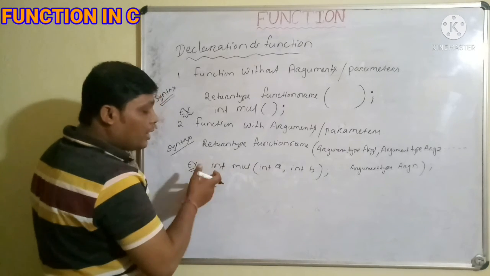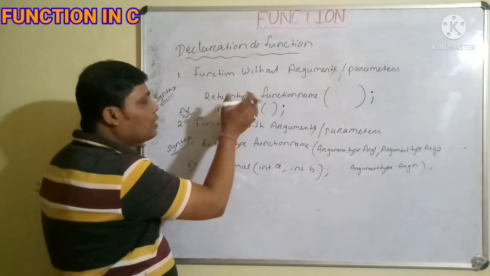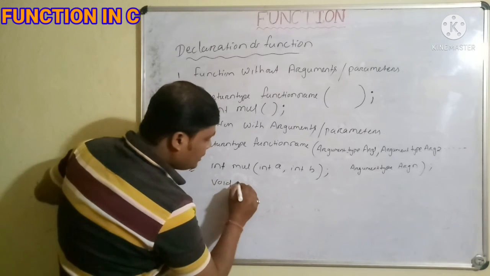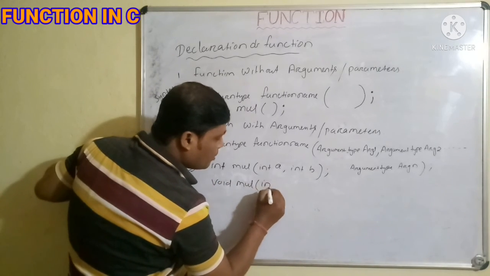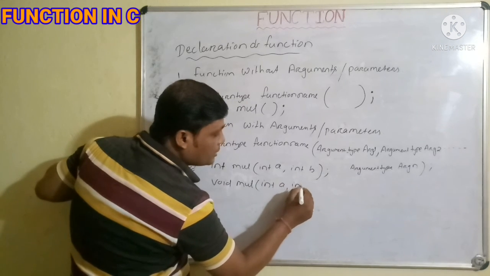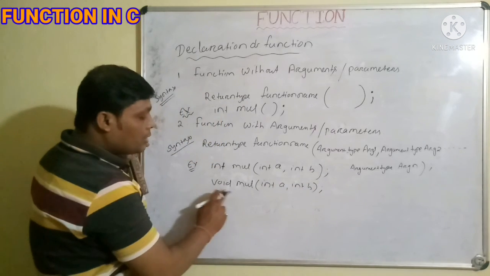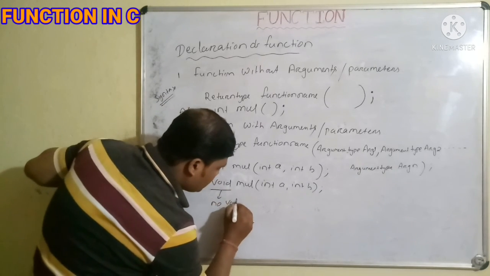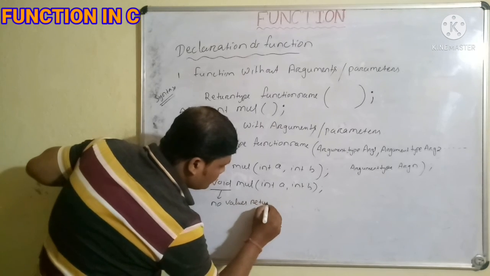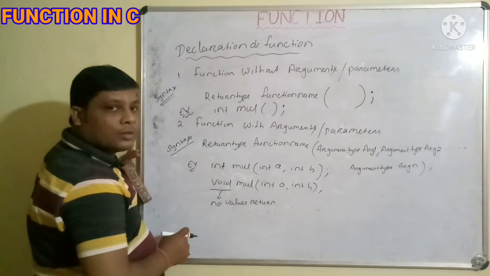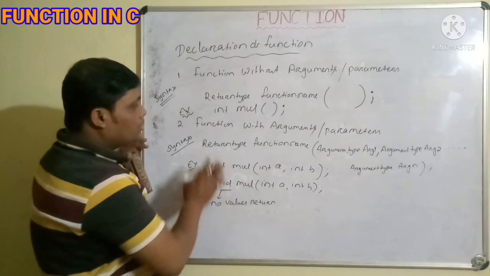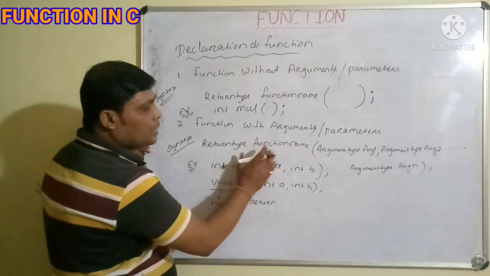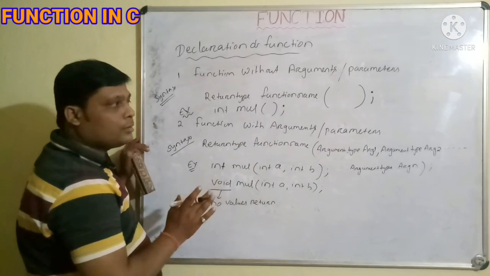Clear? If you are not returning any value, in case of a return type, then you will mention void. Void, suppose multiplication function, and you are passing 2 arguments, but you are not returning anything. No values returned. Clear? This is the declaration of function. This is the return type, function name, and argument type.